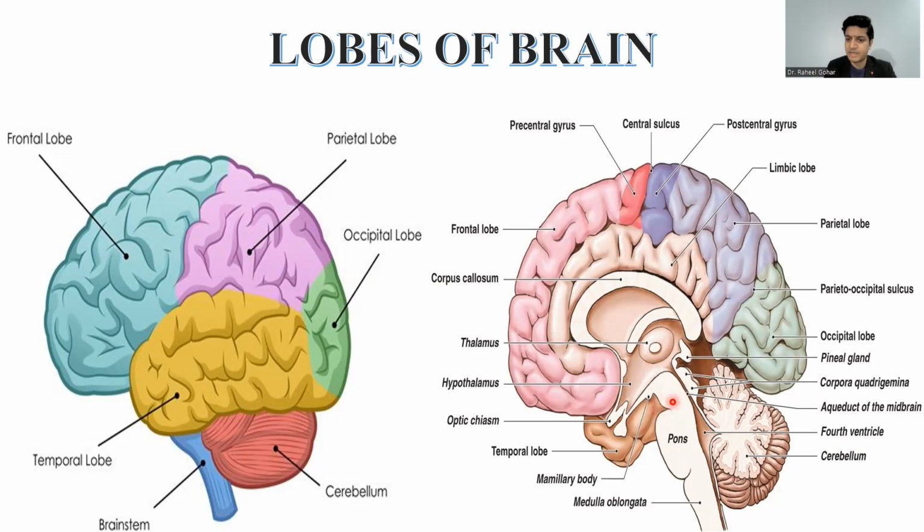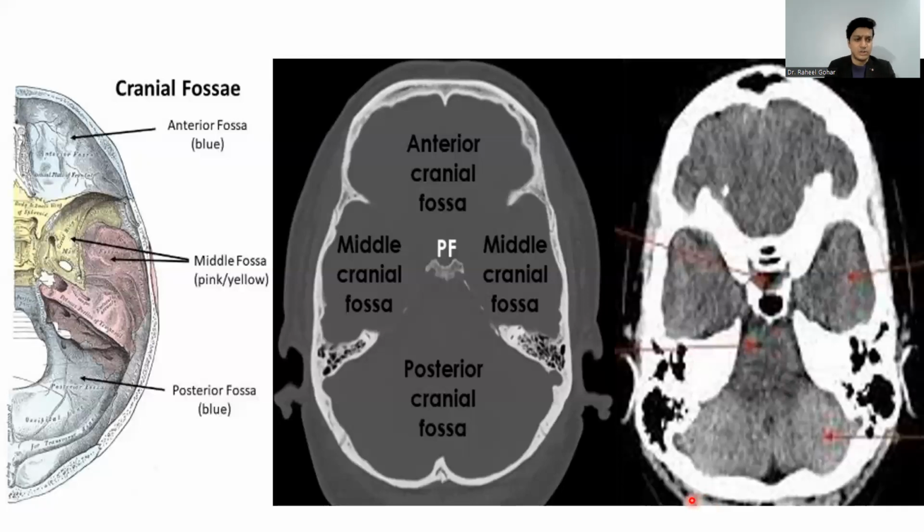This one is the midbrain, then we have got the pons, and then finally we have got the medulla oblongata. So these are different parts of the brain which we are going to identify in the CT scan brain plane. Now again, this is the anterior cranial fossa we've already discussed. This is the middle cranial fossa, and then the posterior cranial fossa. So in the CT scan brain plane, this is the bone window, this is the parenchymal window.